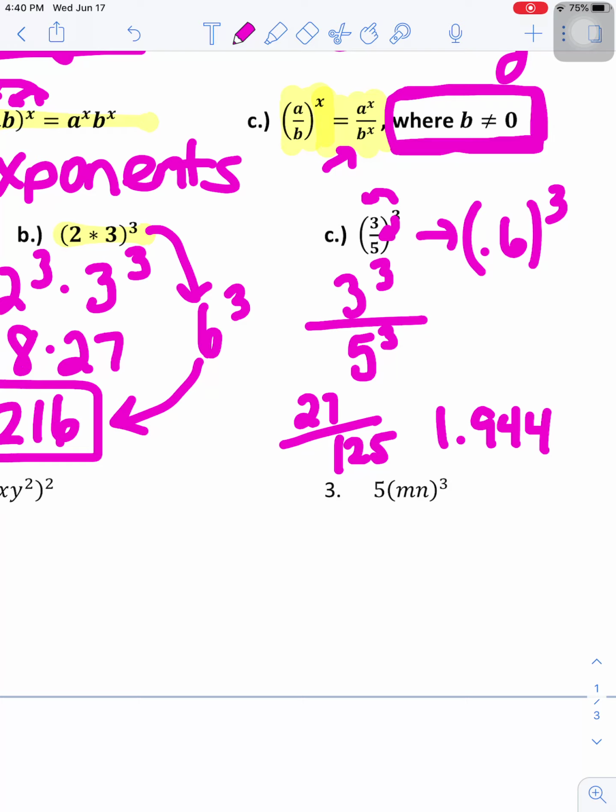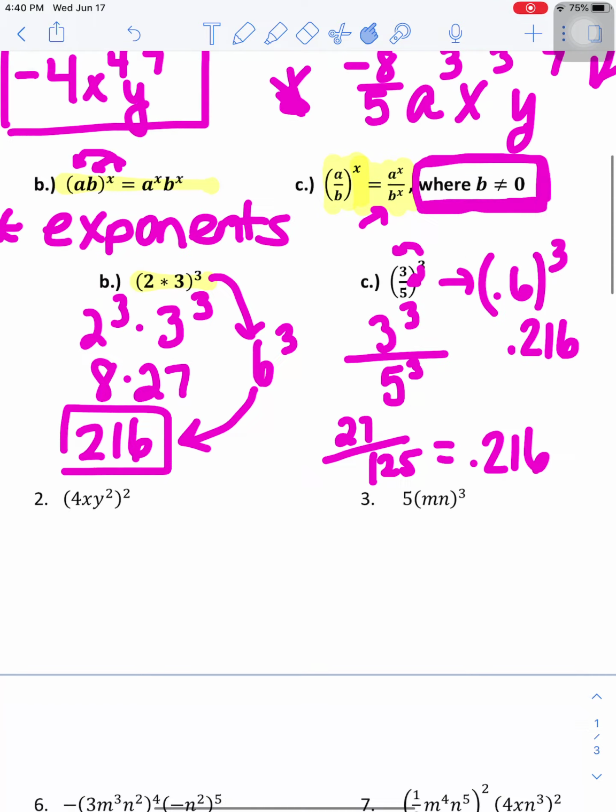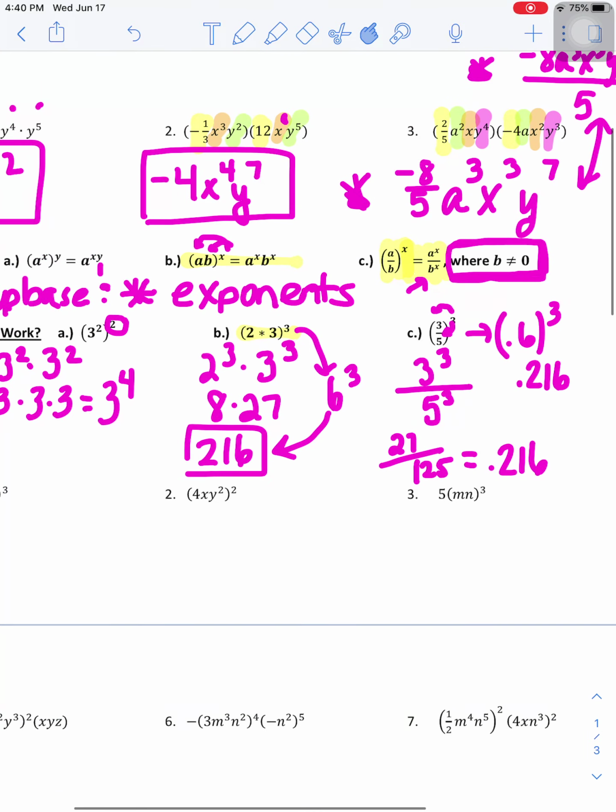Did I get that? Let me just double check my math here. Sorry, this is not correct right here. 1.944 can't be correct because the numerator is smaller. So this actually gives us 0.216. And if you do the 0.6 to the third, that's also 0.216. So again, you get the same thing. So that's the why. Why does it work?